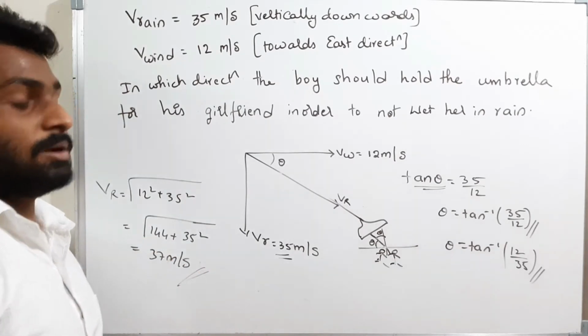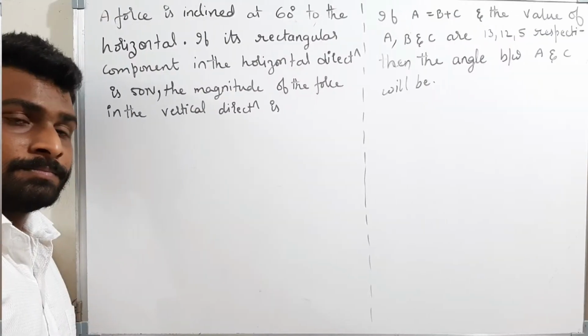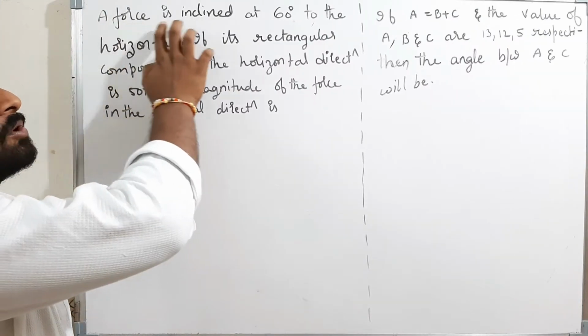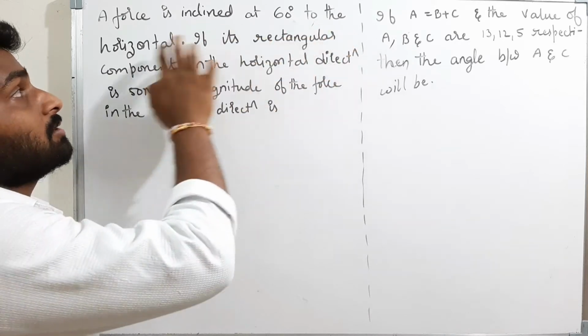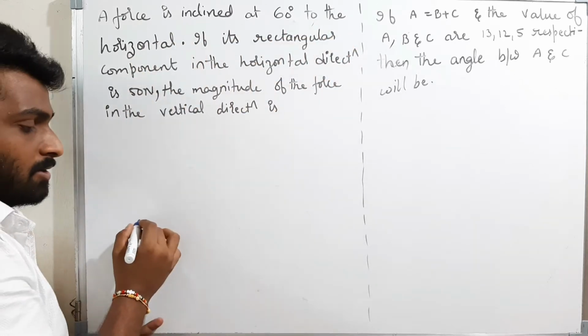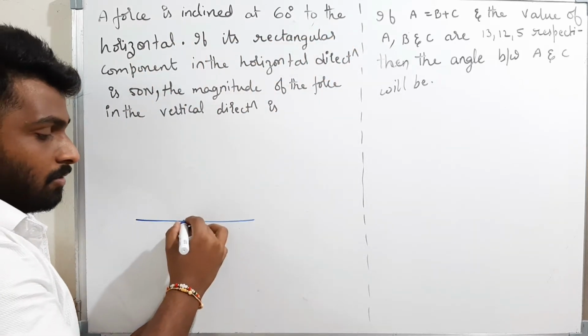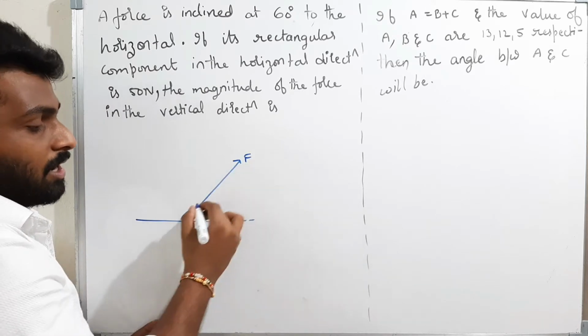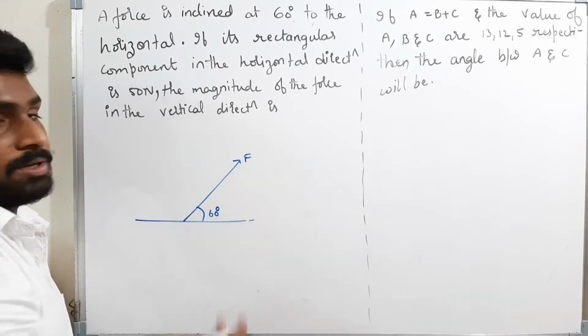I think this question is clear. Okay, now let's see the next question. A force is inclined at an angle of 60 degrees to the horizontal. This is the horizontal, and the force is inclined at 60 degrees with the horizontal.